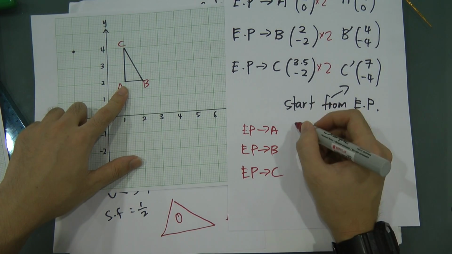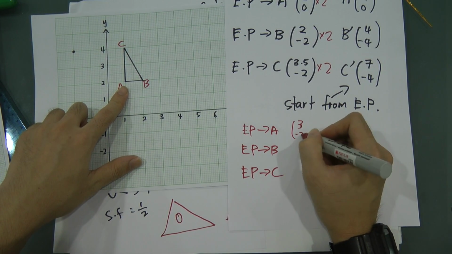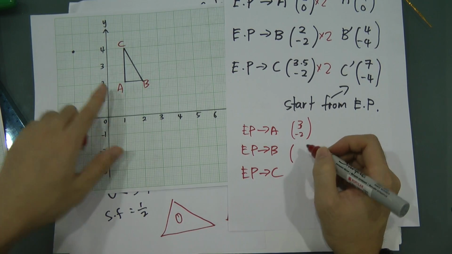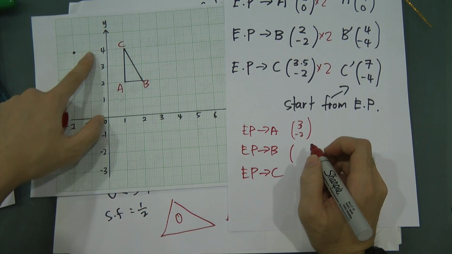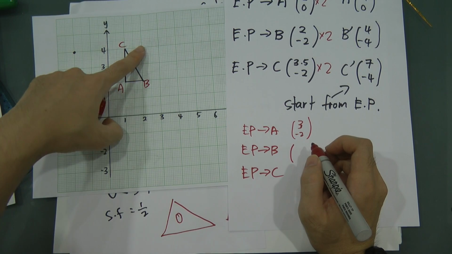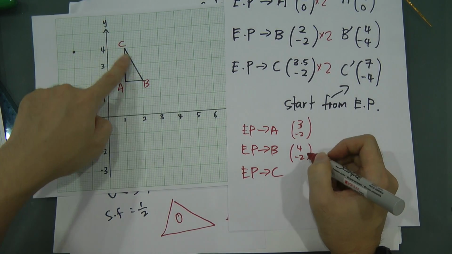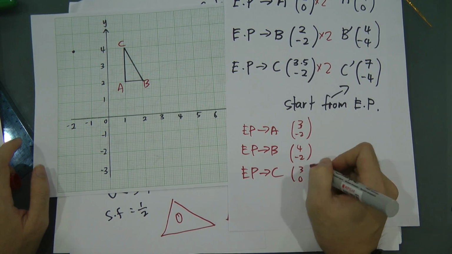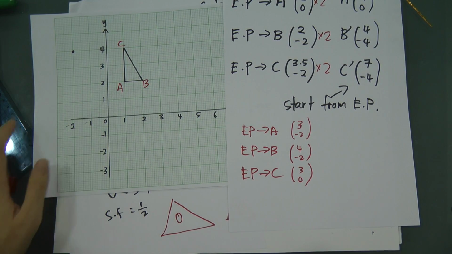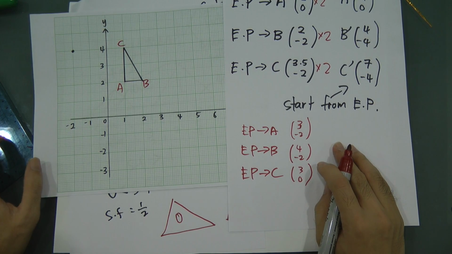So going downward, this one is 3, negative 2. Okay, this one B will be 1, 2, 3, 4, negative 2, 4, negative 2. C will be 1, 2, 3, 0. Alright, let's say I want to find the image after the enlargement.